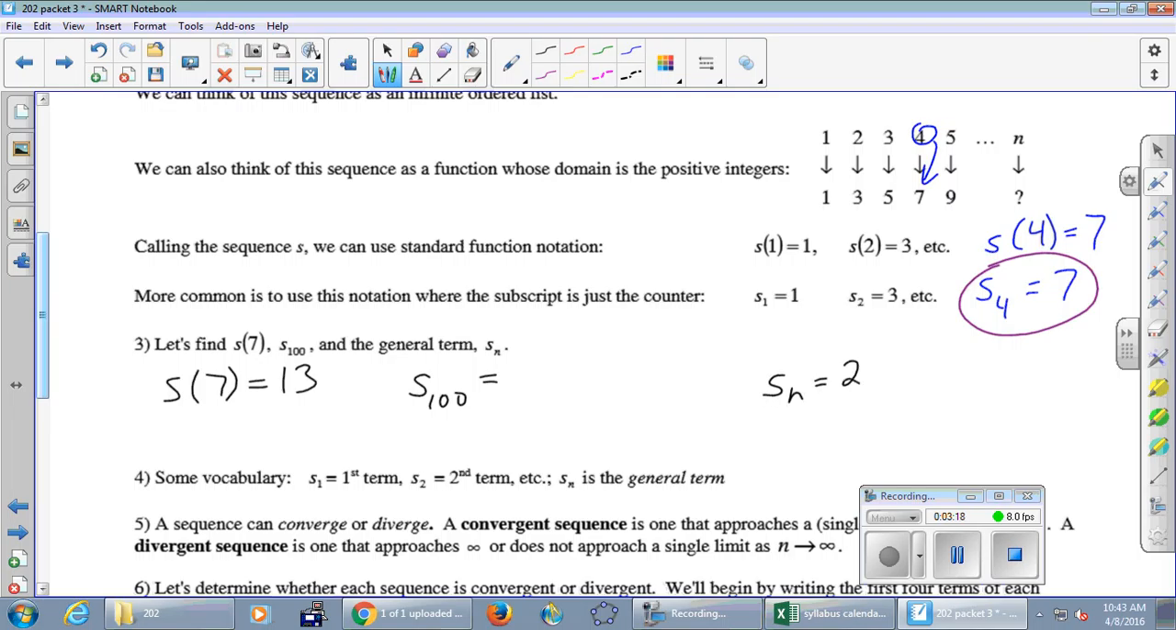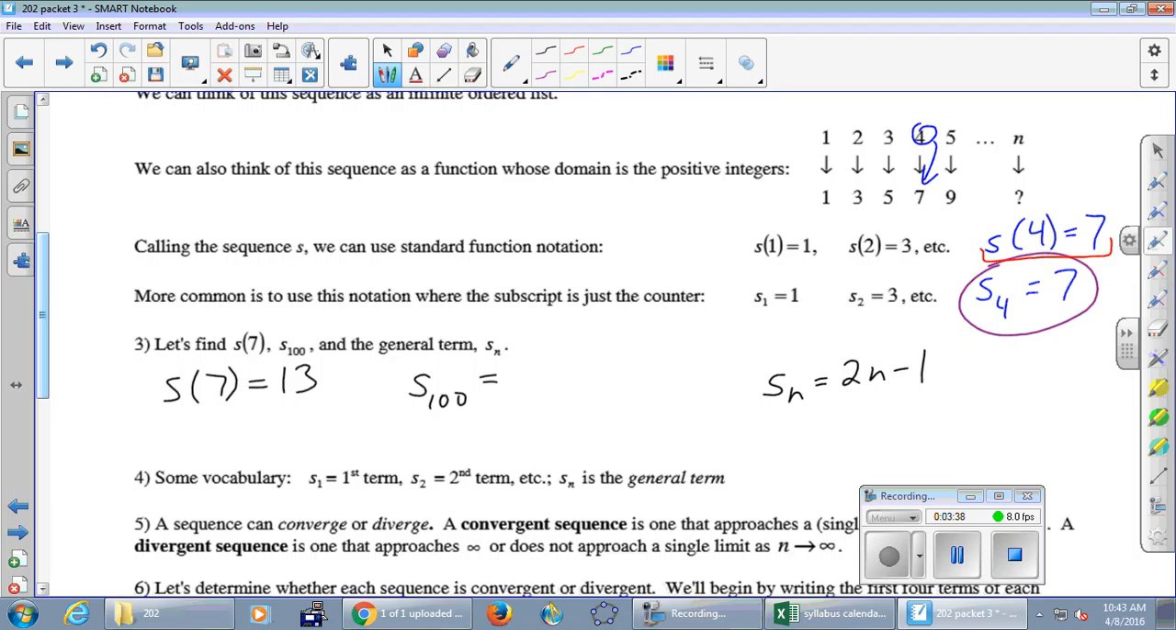Chris says 2n minus 1 is the general function. What do we think of that? Let's see if Chris's formula gives us this guy. That 4 is playing the role of what? N, right? So plug in a 4 for those n's. What do you get? 2 times 4 minus 1, 7.